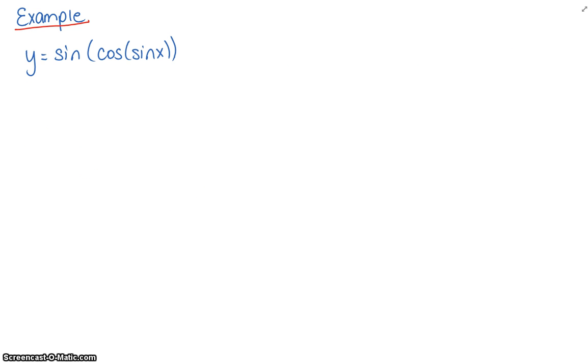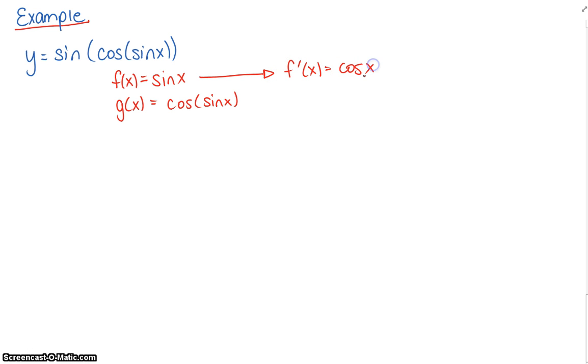Where it gets interesting is where we start having to apply multiple rules or multiple instances of rules. If we look at this one, we have an overarching function which is sine, and inside of that we have cos of sine of x embedded in it. So if we were to set our f of x to be sine of x and our g of x to be cos of sine of x, we can take the derivative of this one quite nicely. But when we look at this one, we have to apply the chain rule again.